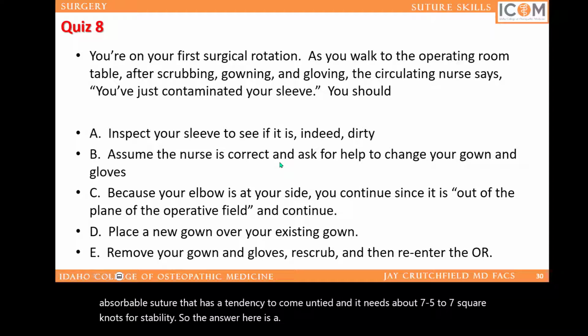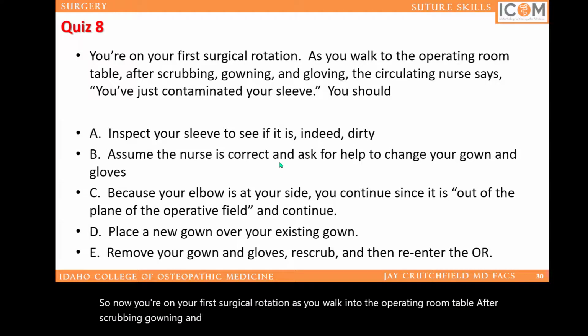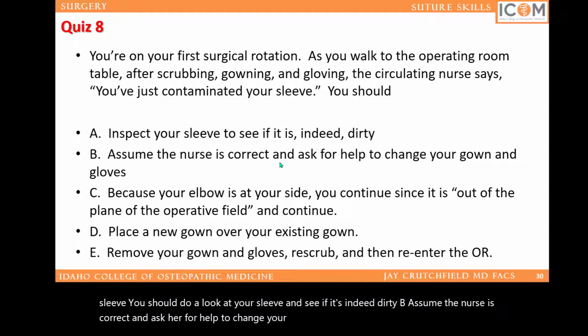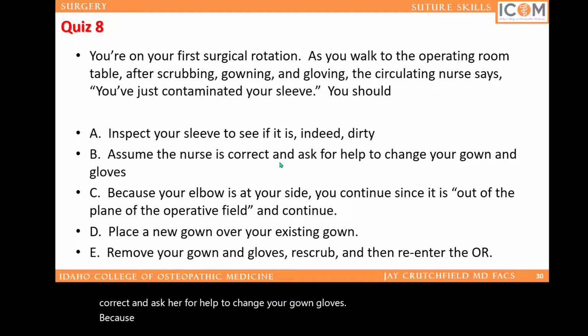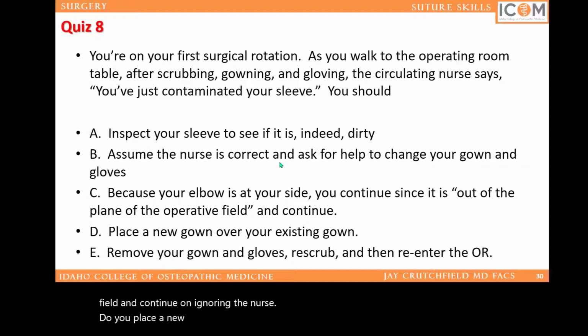So now you're on your first surgical rotation as you walk into the operating room table after scrubbing, gowning, and gloving. The circulating nurse says to you, hey, you just contaminated your sleeve. You should do A, look at your sleeve and see if it's indeed dirty. B, assume the nurse is correct and ask her for help to change your gown and gloves. C, because your elbow was contaminated and it's at your side, you continue up to the table since it's out of the plane of the operative field and continue on, ignoring the nurse. D, place a new gown over your existing gown. Or E, remove the gown and gloves, re-scrub, and then re-enter.